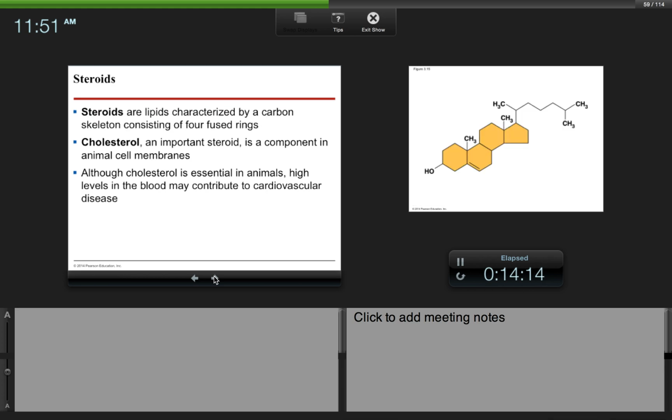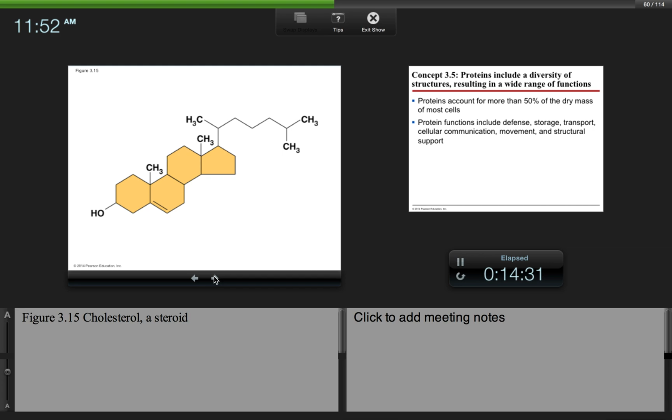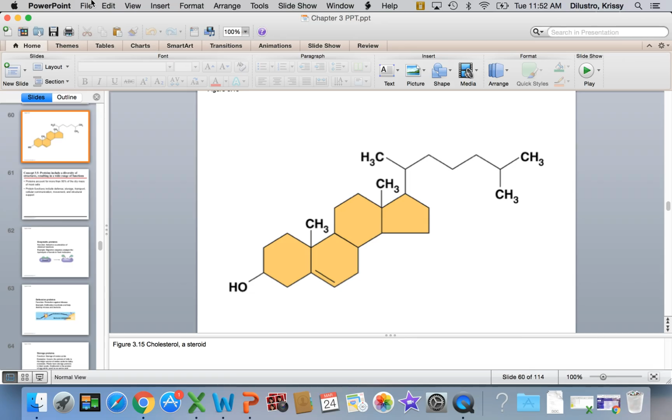Steroids are lipids characterized by a carbon skeleton consisting of 4 fused rings. Cholesterol, an important steroid, is a component in animal cell membranes. So it helps control the fluidity of the cell membrane. And here's cholesterol. Okay, that concludes part 1 of the Chapter 3 review.